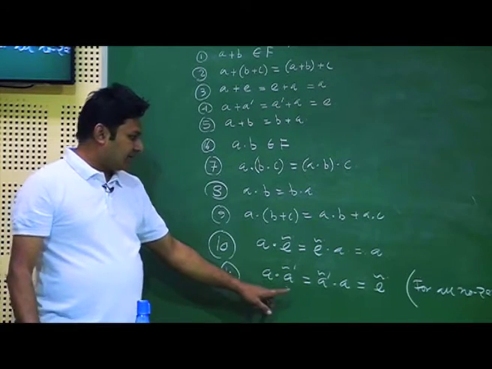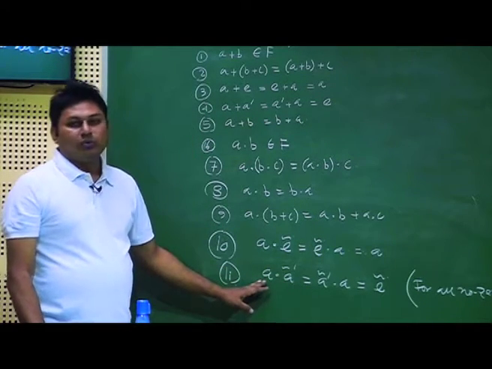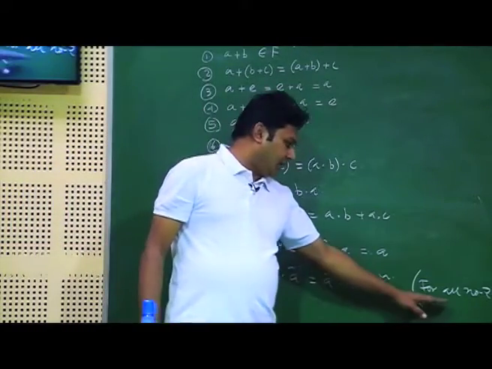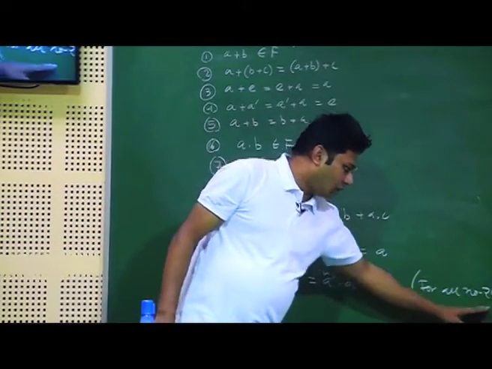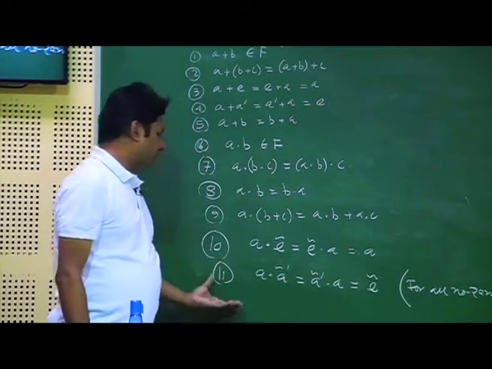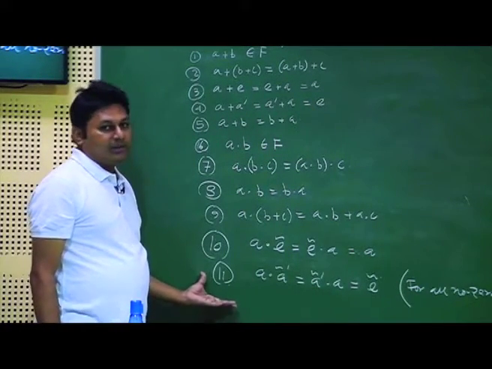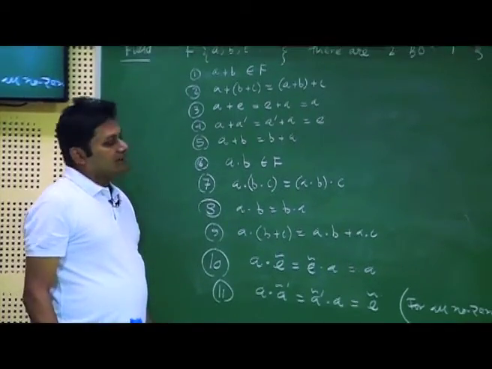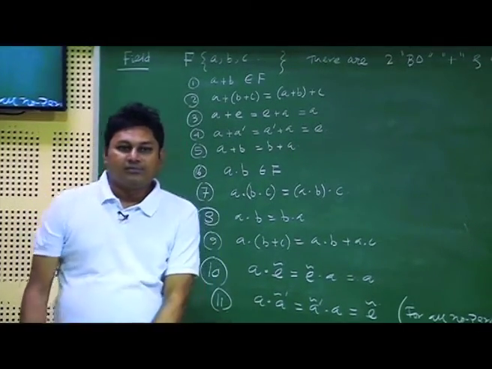If that is the case, then if a is 0, we never have this inverse. So, that is why I specially need to put a condition that this is true for all non-zero elements. If all these properties hold, then the elements form a field.